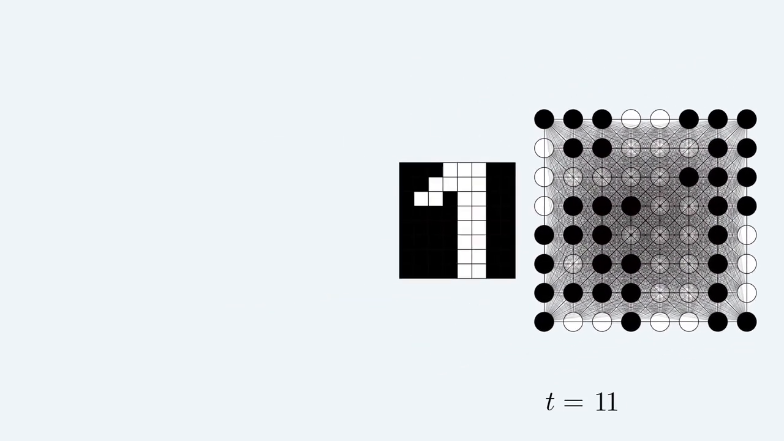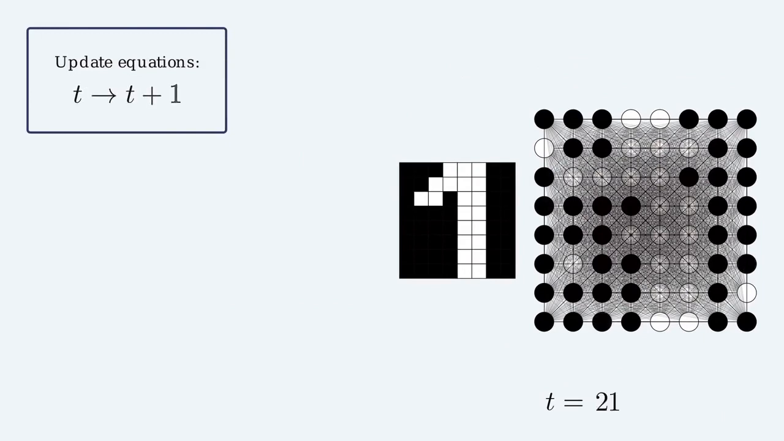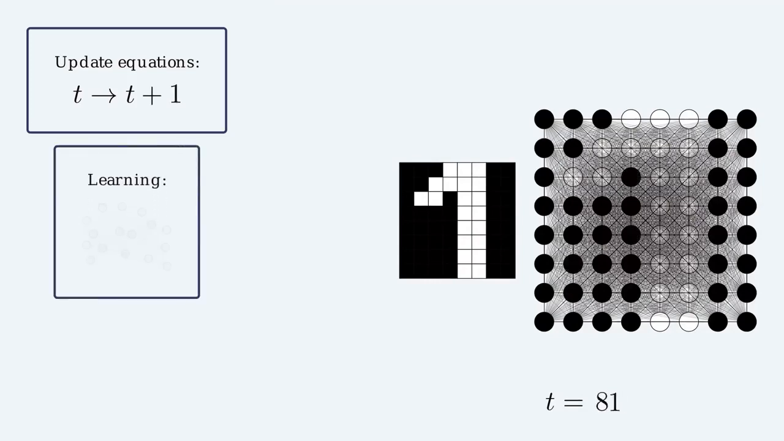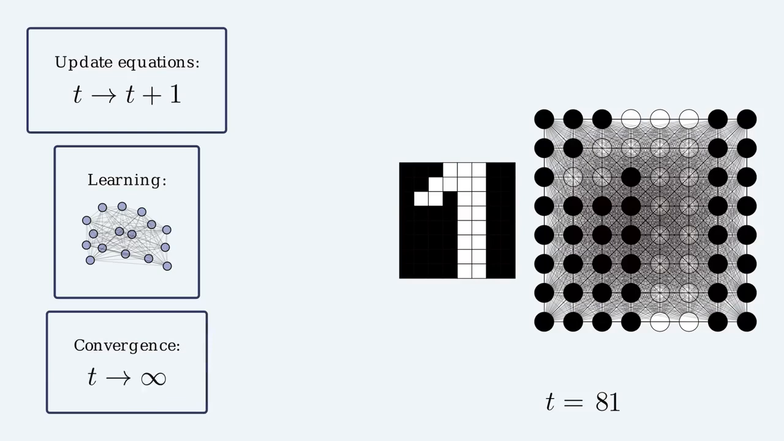To describe what this model is actually doing, we need to take the following steps. Remember I said time was important? We need to describe how the activity of the network changes over time. And then there's the question of learning. How do we actually imprint memories into the network? And this will have to do with the connections between the neurons. Finally, we need to understand if and when the network converges to its memory states.